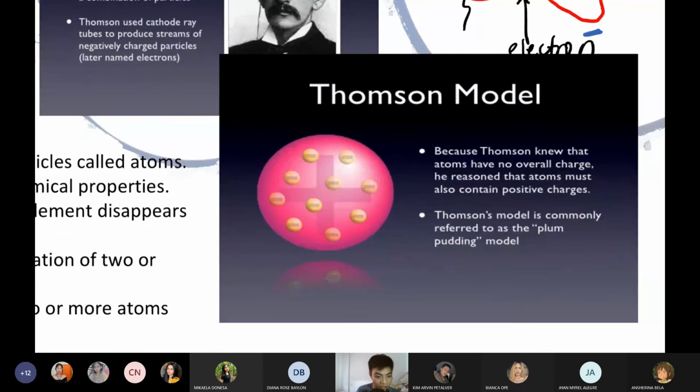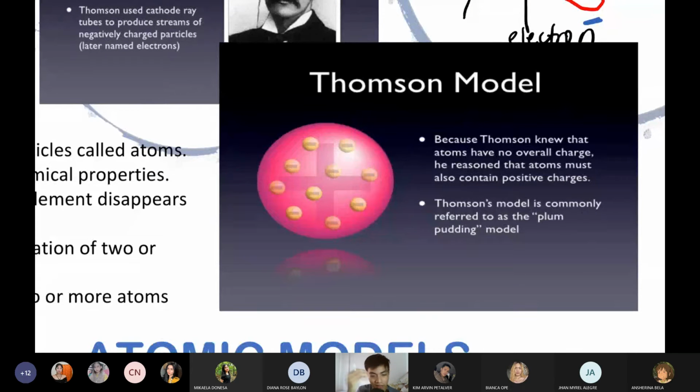So kumbaga nag-hit na siya ng puberty niya. Nagkaroon na siya ng laman-laman sa itsura niya, no? So hindi lang siya bilog na. May tuldok-tuldok na sa ating atoms. And yung mga tuldok na yon, those are called the electrons. Okay? So nag-puberty na yung ating atom, no? So hindi lang siya bilog na, tuldok-tuldok na.